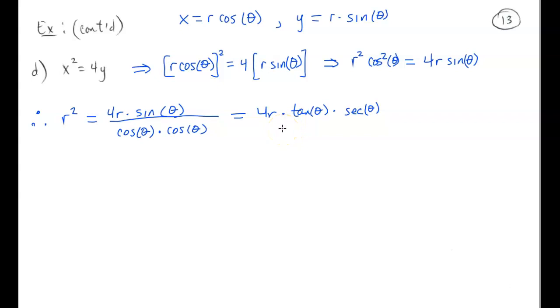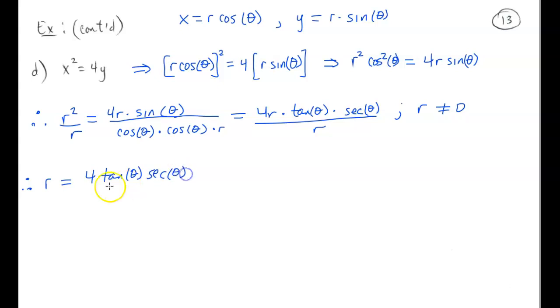Now, at this point, what we can do here is assume that r is not going to be equal to 0 again, because if it is, then that means that x and y are both going to be equal to 0, and that's just going to make this whole thing turn into 0 equals 0, which is kind of trivial. And we already know that that can happen. So we're just going to assume that r can't be 0 so that we can divide both sides by r in this case. Then what we see is r is equal to 4 times tangent theta secant theta. And that would be it.